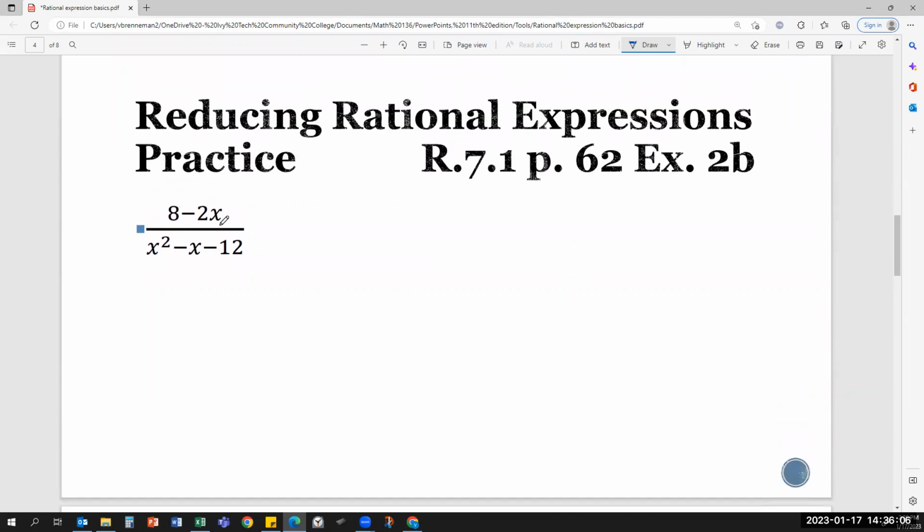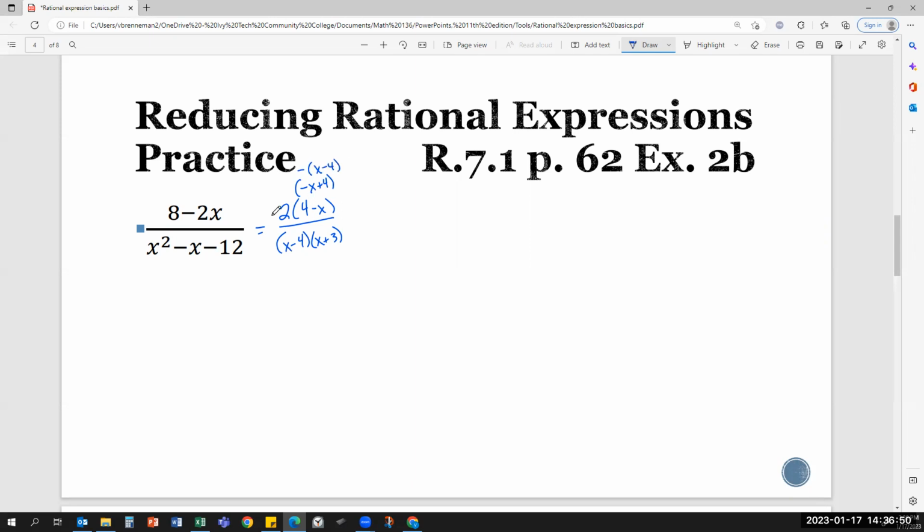Next example, 8 minus 2x over x squared minus x minus 12. We can factor out a 2 from the 8 and the minus 2x, and we have 4 minus x. On the bottom, standard trinomial, negative 12. So 12 is 3 times 4 that are separated by 1. If I do minus 4 and plus 3, that gets the negative 1 in the middle. So we have an x minus 4 here and a 4 minus x. If I rewrite that 4 minus x as negative x plus 4, that's really negative of x minus 4.